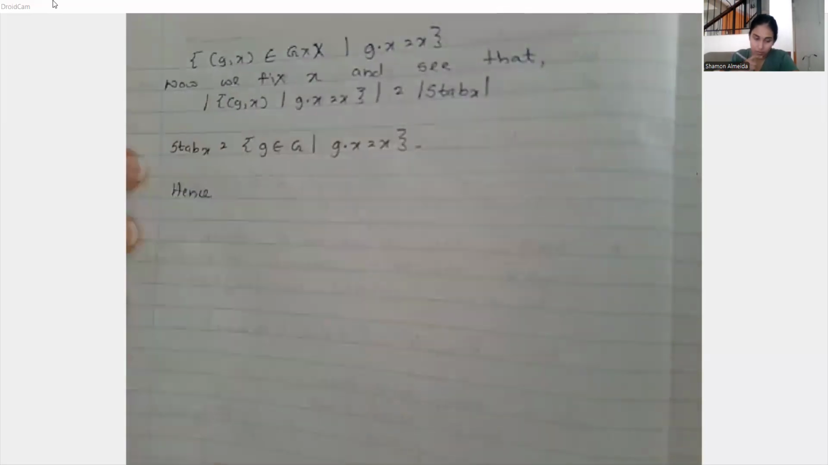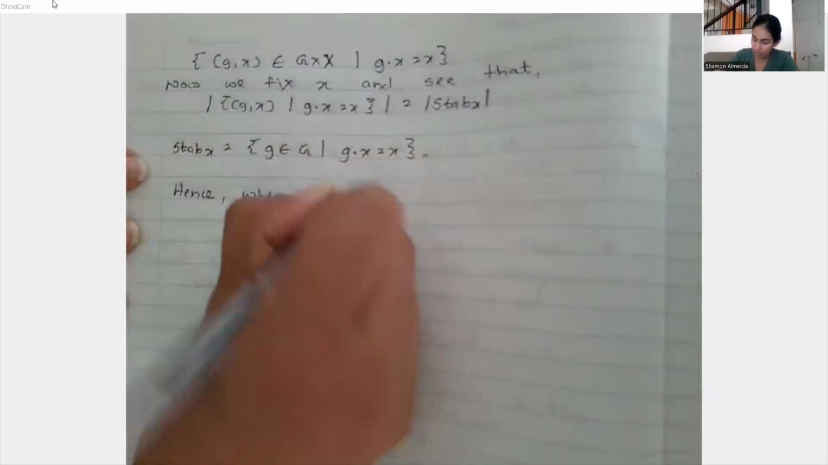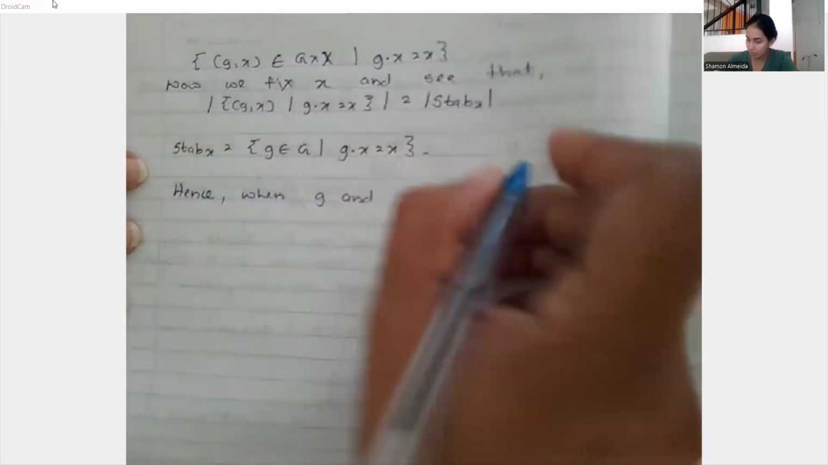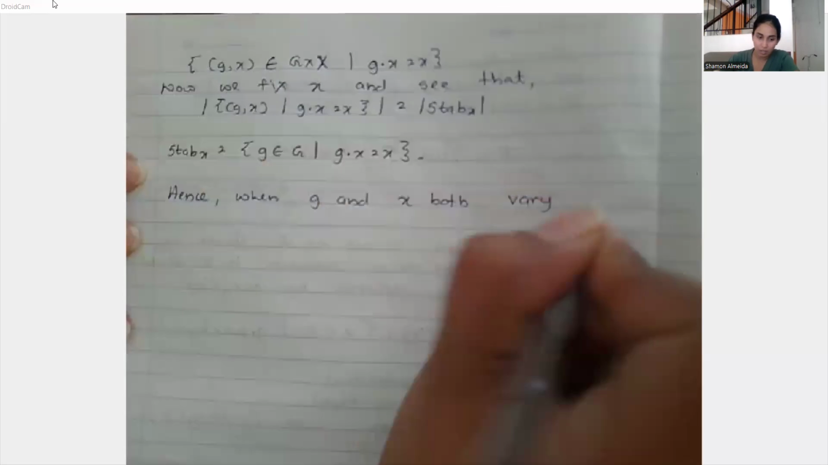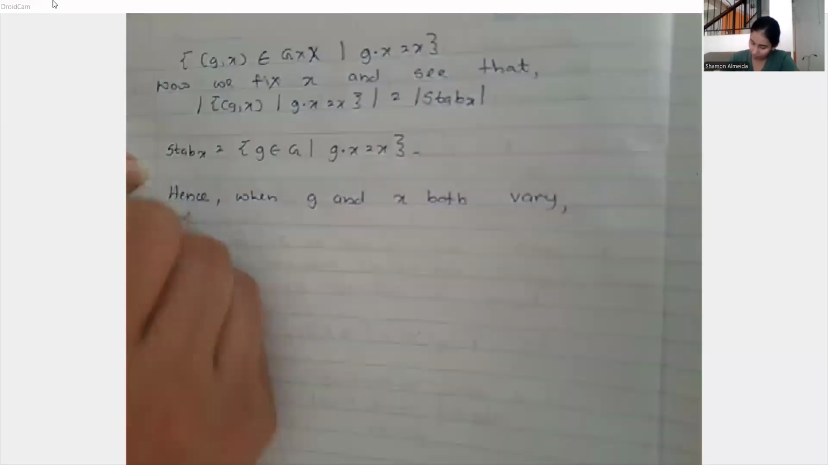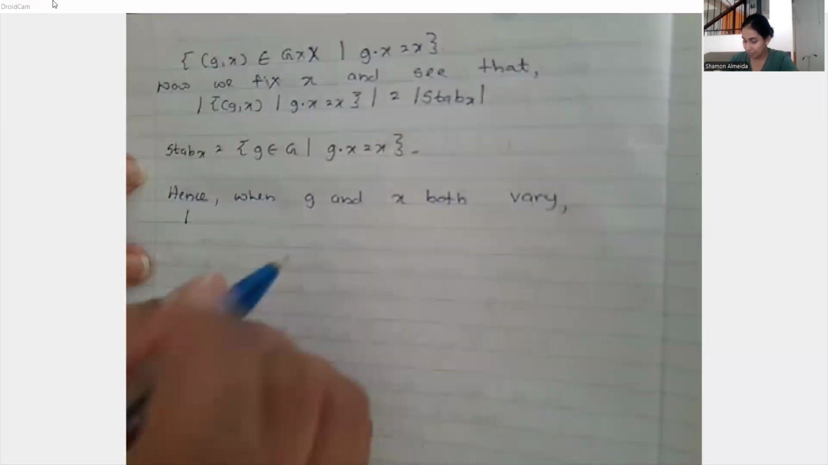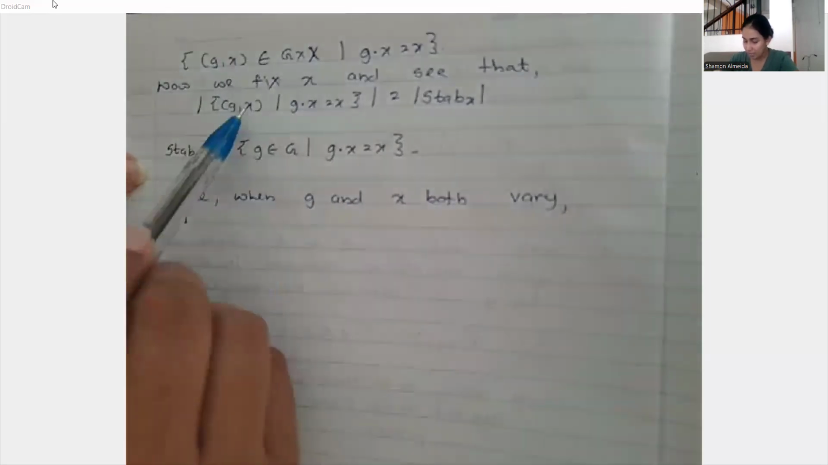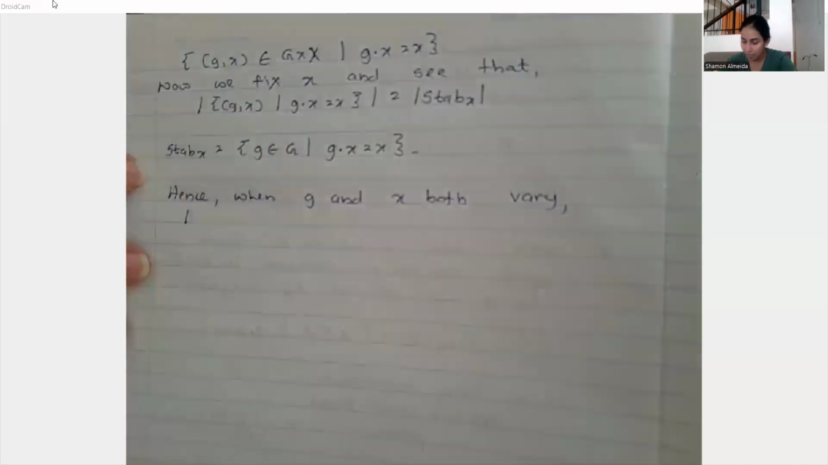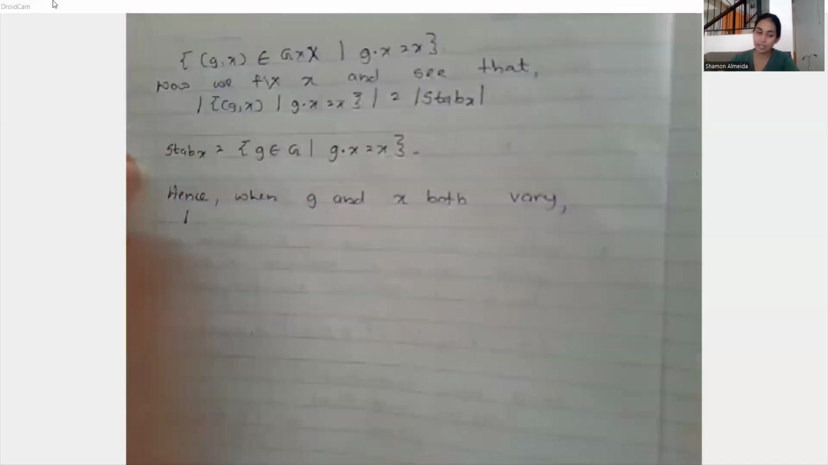Hence, when G and X both vary, we have the number of elements. Now, X is fixed, G varies. Now we take another X and find all possible values. Then we fix another X, find all possible values.